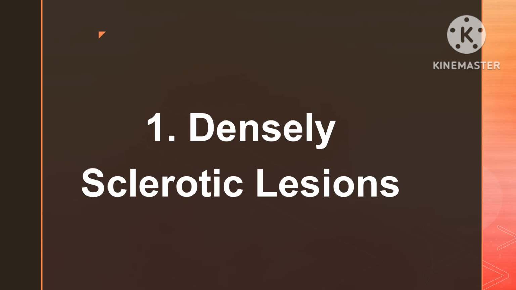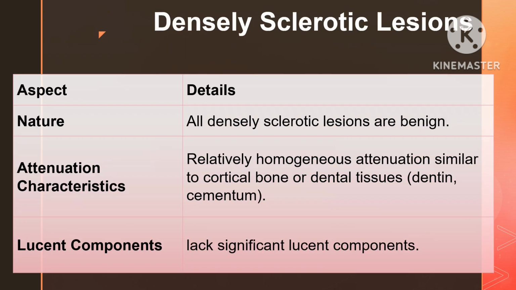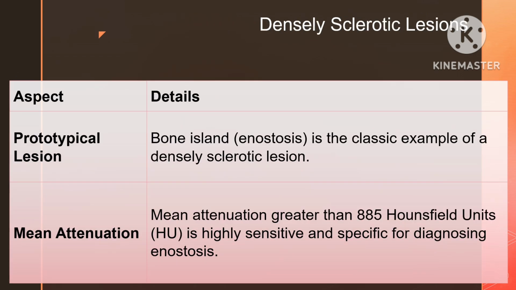On radiographs, a dense sclerotic lesion appears to have well-defined borders and often a uniform radiopacity. They may or may not be associated with a tooth or periodontal ligament, and they may also show no association with clinical symptoms, or be linked with pain, swelling or infection depending on the etiology. All densely sclerotic lesions are benign.